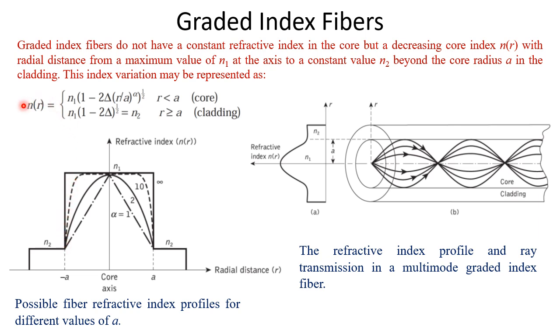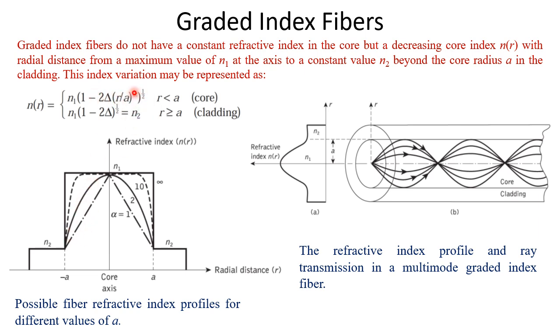The refractive index variation can be written in this way: N1 into 1 minus 2 delta (R by A) whole to the power alpha, square root, for R less than A, that means inside the core, and it is N2 for R greater than A. That means inside the core it will vary in this way.